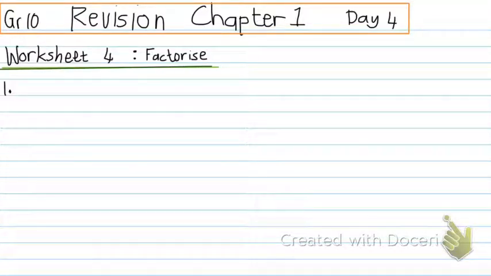So you had to go through the notes on page 6 and then do worksheet 4. So this is about factorization. Let's go. The question is, factorize the following completely. Number 1, x squared plus 2xy plus y squared.